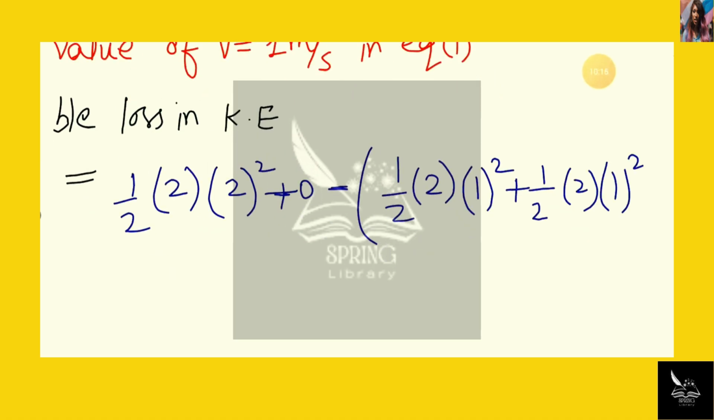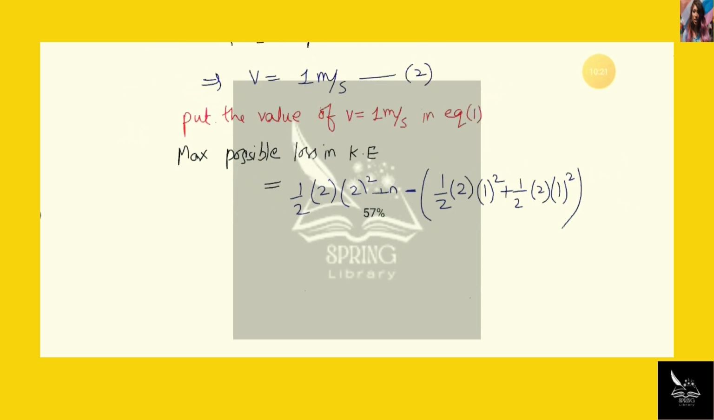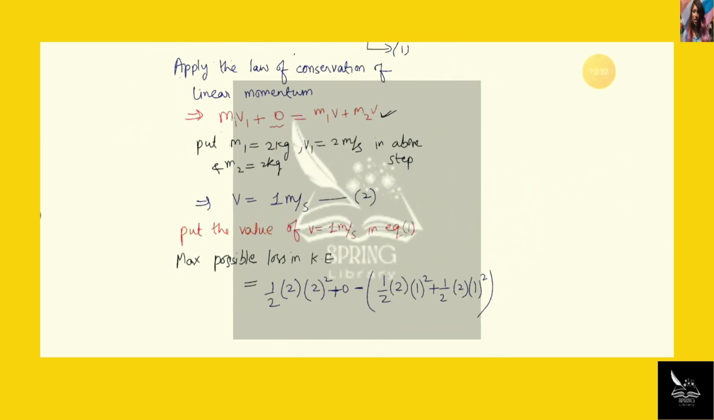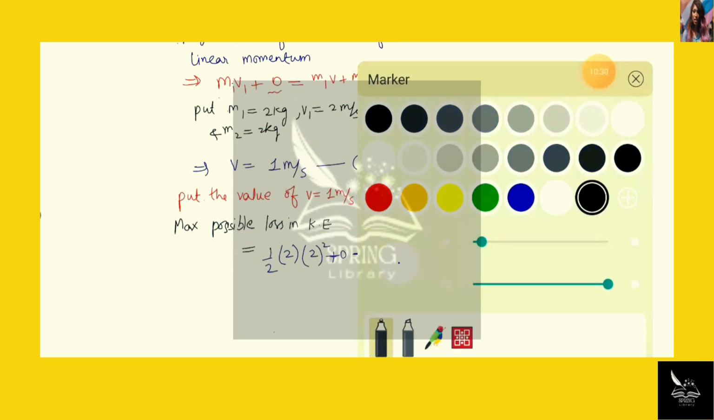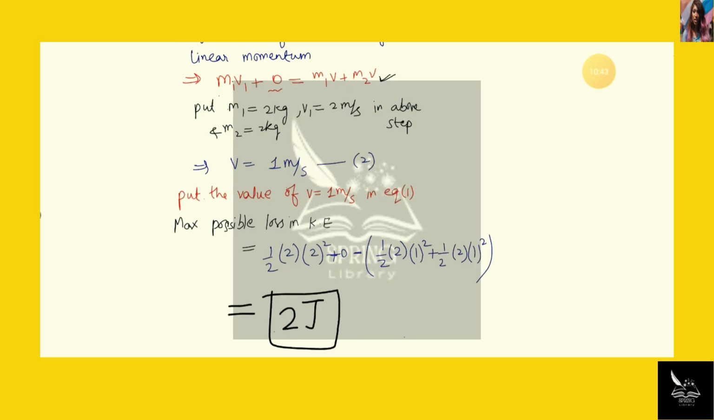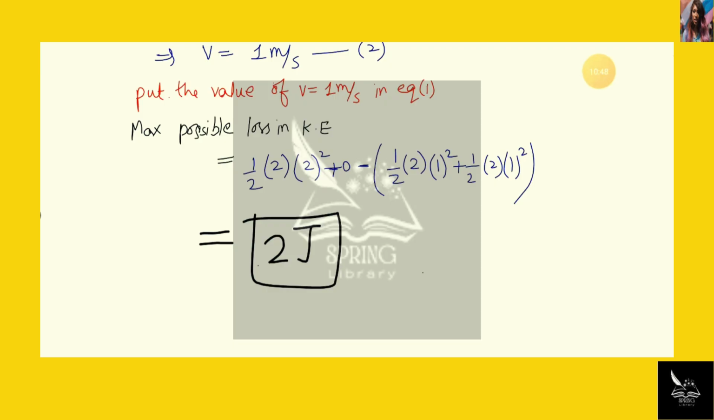So now simplify it, then I will get the maximum possible loss in kinetic energy, that will be equal to, after solving, the value is 2 joule. So this is the answer for part A. That means we have to find the maximum possible loss in kinetic energy after collision, so I will get the answer that is equal to 2 joule. Now I am trying to solve part B.